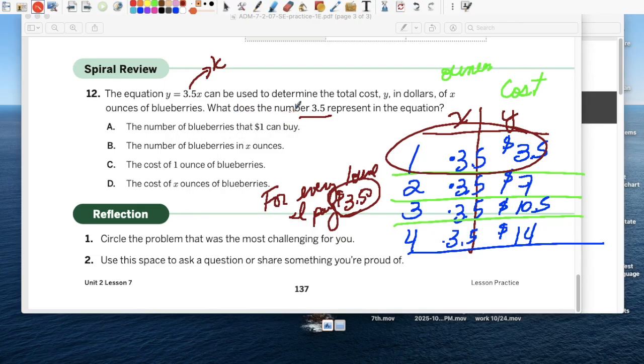So the question is, what does the number 3.5 represent in this situation? It represents the cost for 1 ounce of blueberries. Right here, and I got that from here. So it's always nice to create a table. You can find the unit rate, make it a sentence, and then look. For every 1 ounce, I pay $3.50. So what does the $3.50 represent? It's the price of 1 ounce of blueberries.